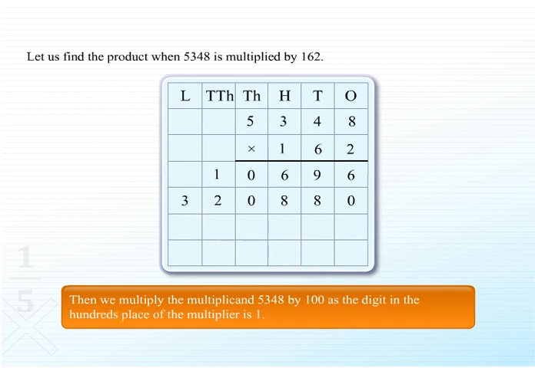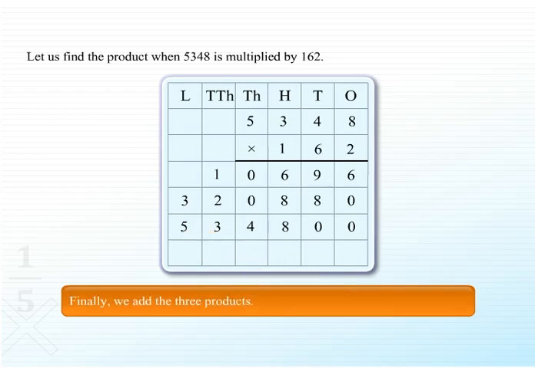Then we multiply the multiplicand 5348 by 100, as the digit in the hundreds place of the multiplier is 1. Finally, we add the three products.